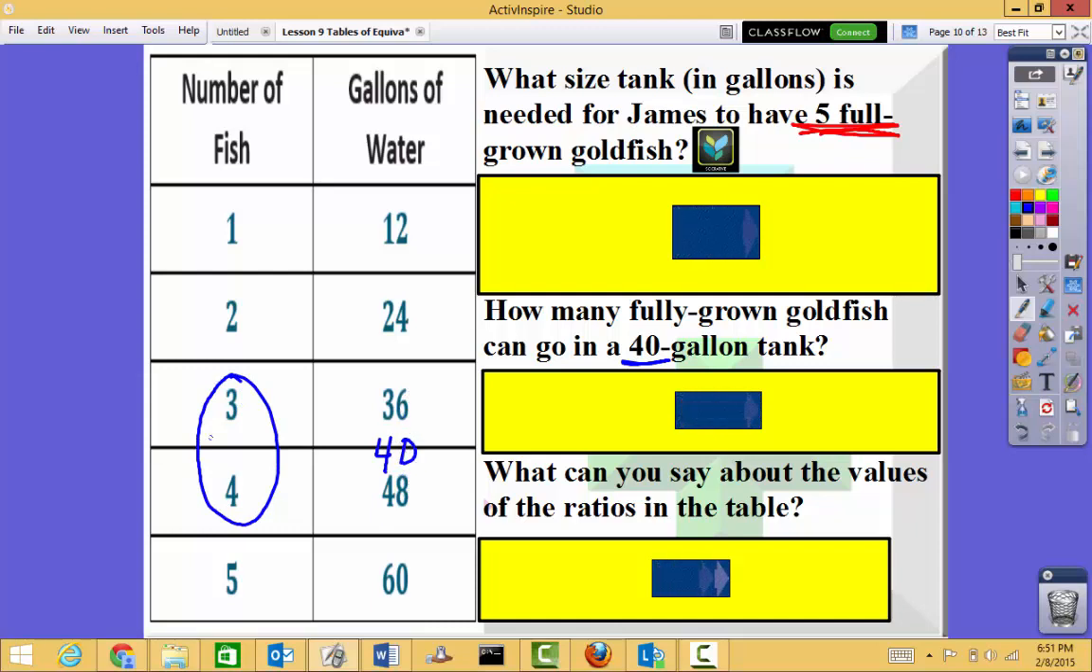Does it make sense for me to have 3.5 goldfish? Because that's right in the middle. Actually it doesn't. What are you going to do, cut the goldfish in half and just let half of it swim in there? That's not what I'm going to do. So I need to figure out something different.